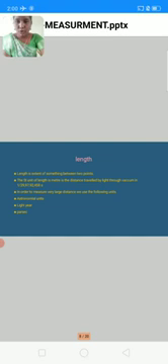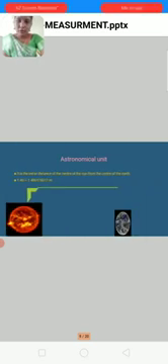Now we are going to move to length. Length is the extent of something between 2 points. The SI unit of length is the meter, which is the distance traveled by light in vacuum in a given fraction of a second. To measure very large distances, we use the following units: astronomical unit, light year and parsec.